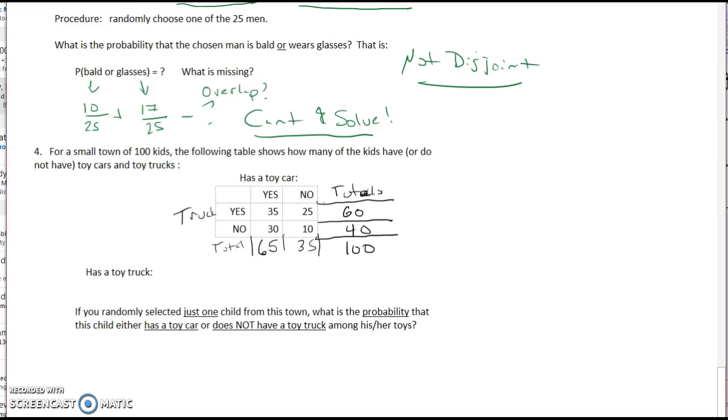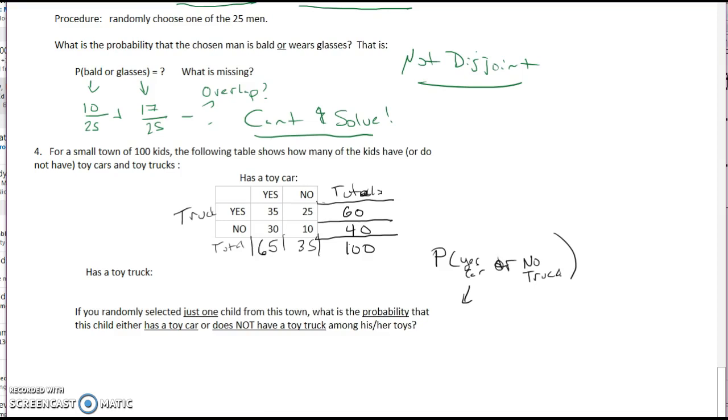It says if you randomly select just one child from this town, what is the probability that the child either has a toy car or does not have a toy truck? So what are we finding the probability of? We want to find the probability that it's a yes car, right? Or no truck. So we're going to need to break these down separately.